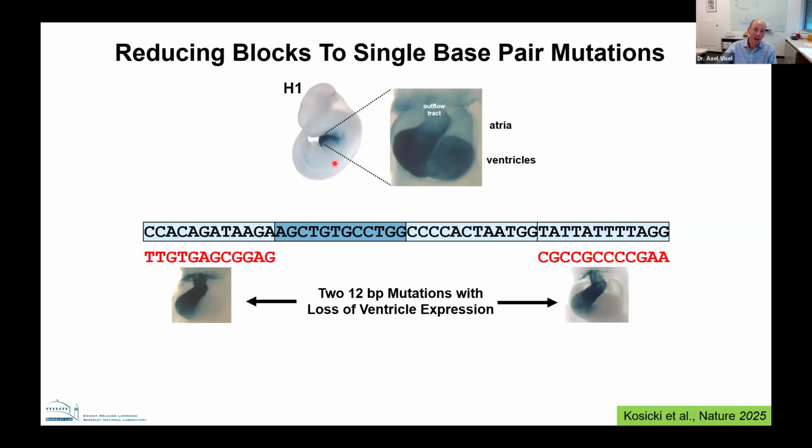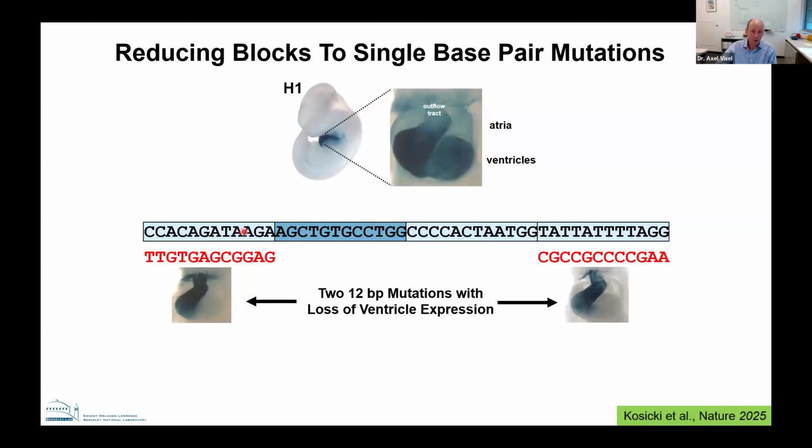So you see here at the top an enhancer that in its wild-type version is active in the developing heart. So you see here a front view of the developing heart. It's active in the ventricles and the outflow tract of the heart, but not in the atria. For this particular enhancer, when we did the block mutagenesis, we observed two blocks, this one here and this one over here, that when we mutated them, caused these changes where the activity, specifically here in the left ventricle, was completely abolished. In other parts, it was retained.